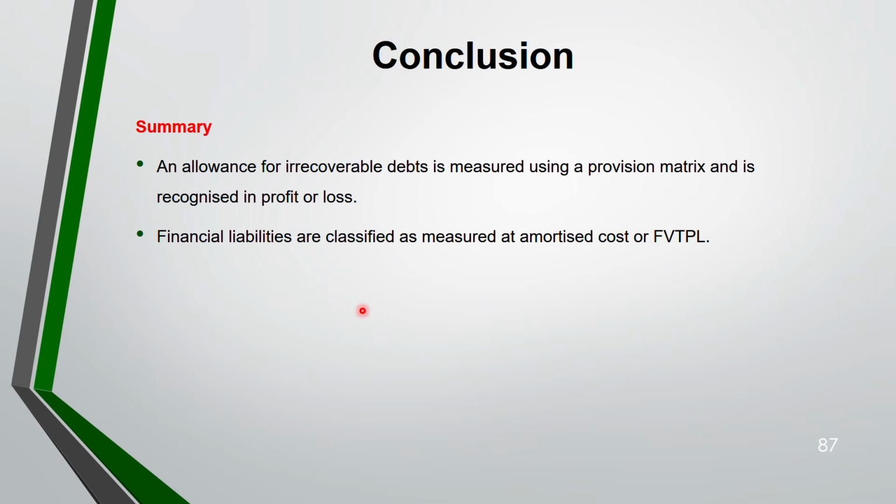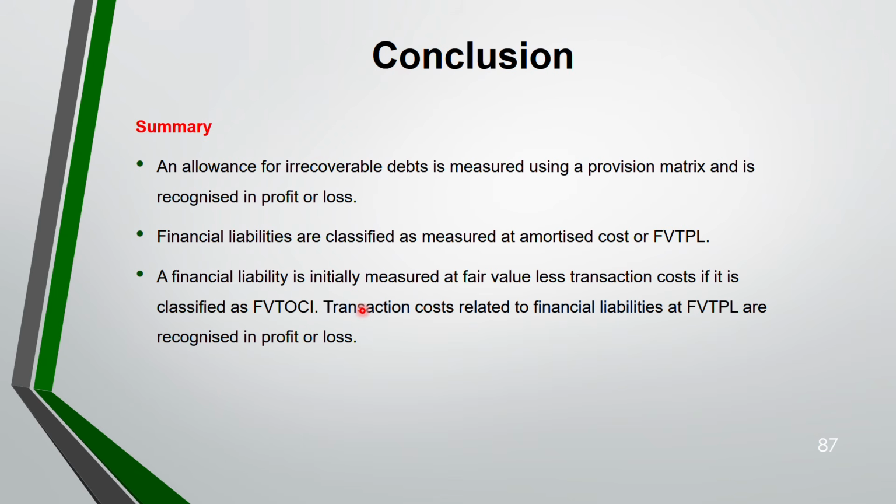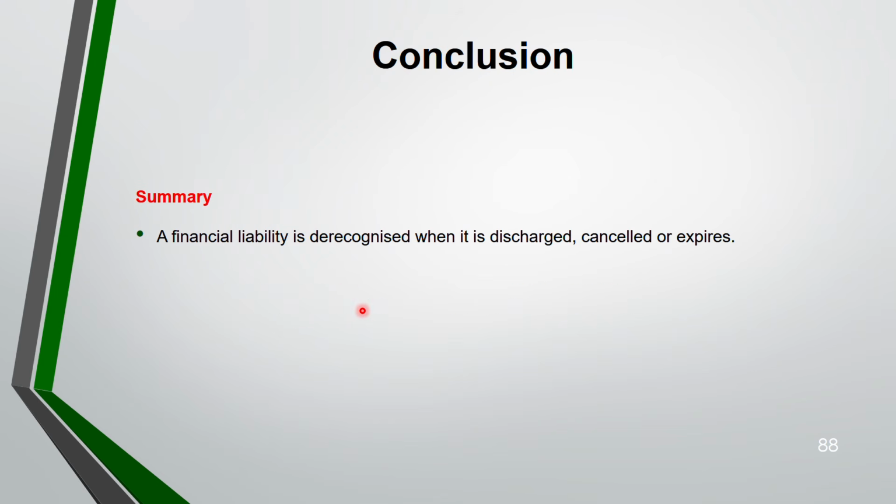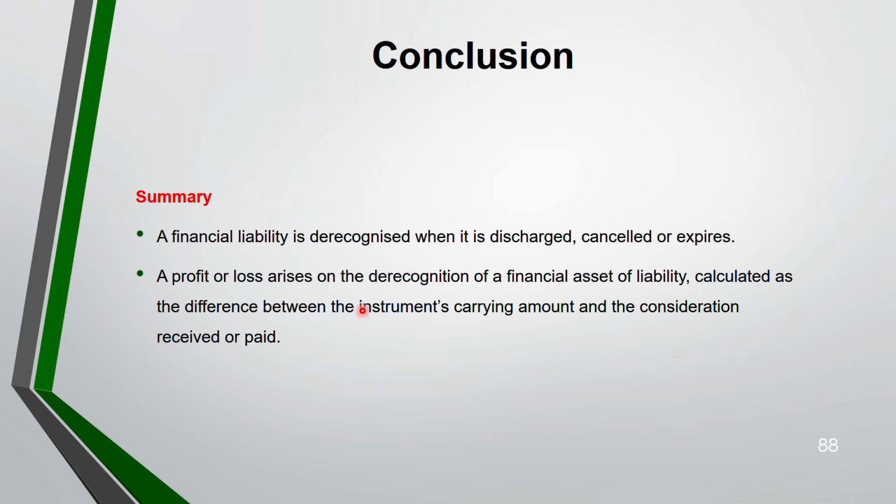Financial liabilities at amortized cost or profit and loss. A financial liability will initially be measured at fair value less transaction costs if not at profit and loss. Transaction costs relating to financial liabilities at profit and loss are recognized in profit and loss. A financial asset is derecognized when your contractual right to cash flows expires or you are transferring the asset. Trade receivables are derecognized if you are selling without recourse. A financial liability is also derecognized when it is discharged. The profit or loss on derecognition of a financial asset or liability is the difference between the carrying amount of the asset or liability and the consideration that you have received or paid.